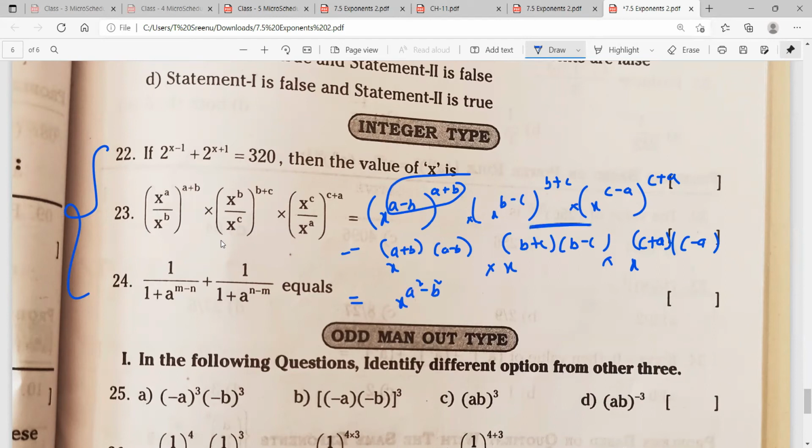We shall add these two terms. Plus b square minus c square, minus a square, minus a square plus a square. This will cancel. The answer is 401. Please note down.